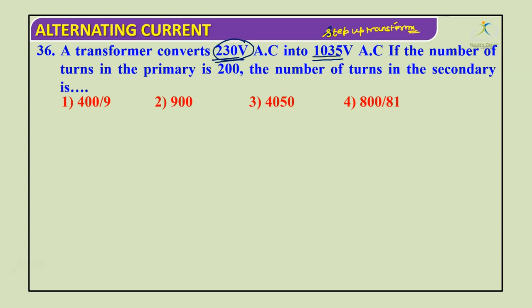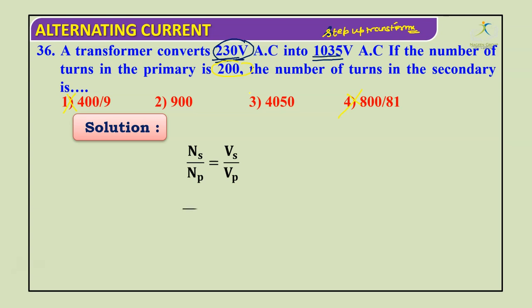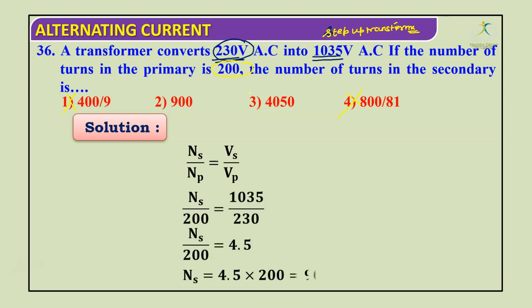In the case of a step up transformer, if the number of turns in the primary is 200, the other one is greater than 200. So this is not possible. Again, this is not possible. The answer is in between both. Let's see the solution. Ns by Np is equal to Vs by Vp, and if we put in all these values, we get the result 900. According to this, the correct option for this question is 900.